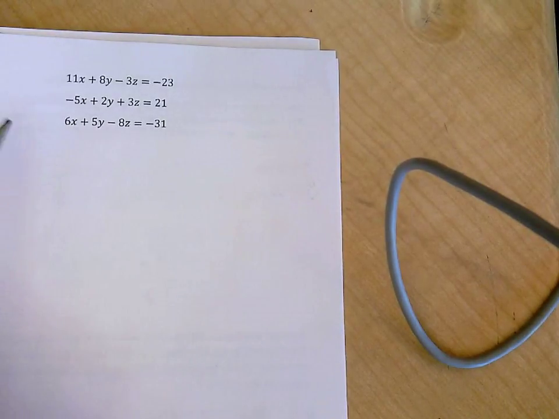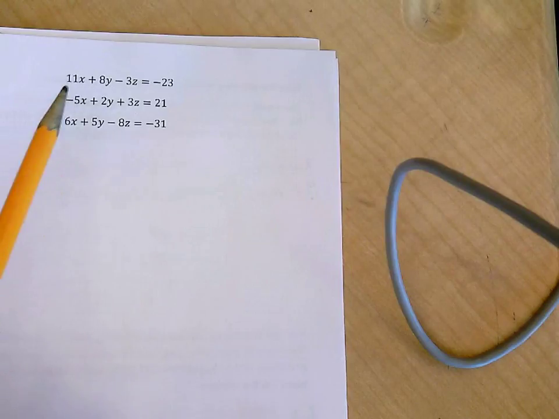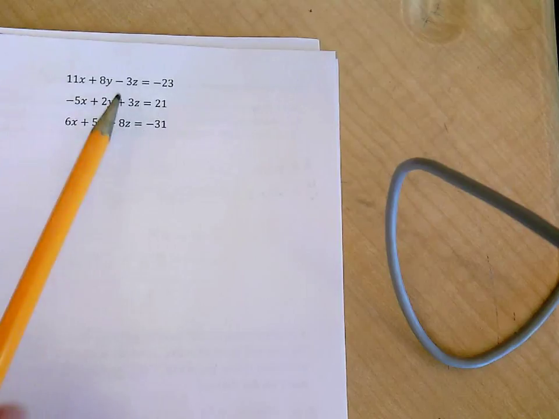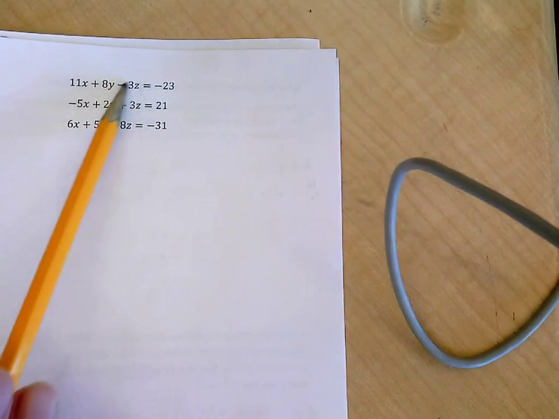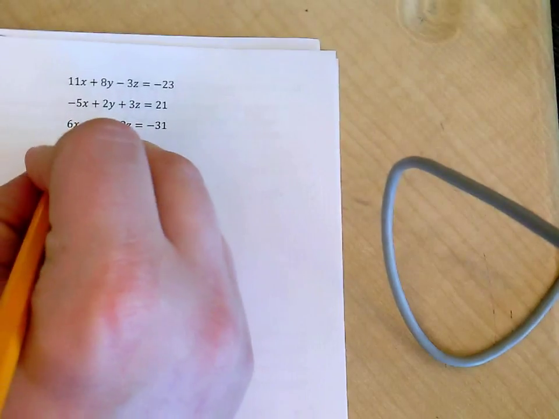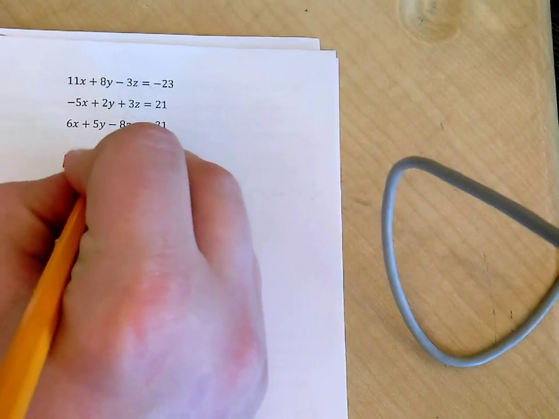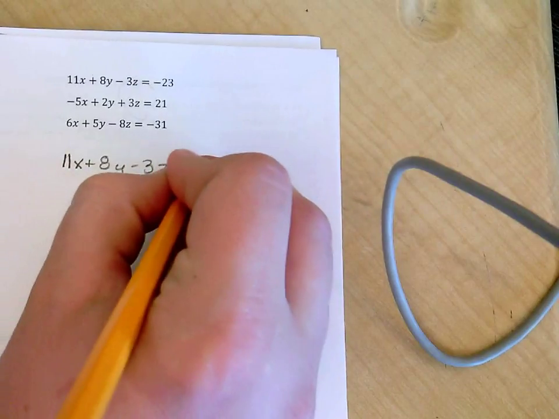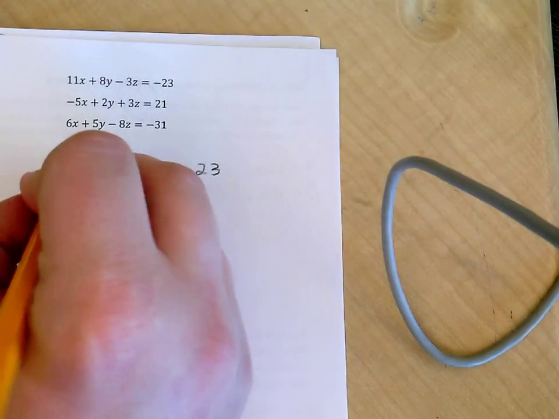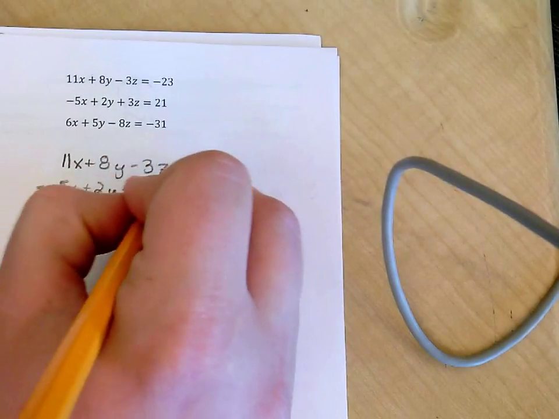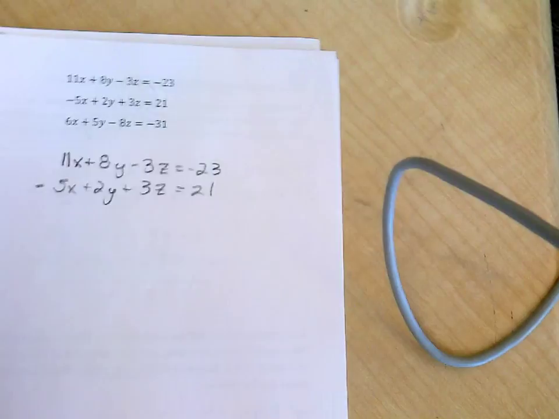All right, x, y, z. So let's look at it. X's, they really have nothing in common. Y's, nothing in common. Z's, at least we have one pair of z's that we can just cancel out right away. So I'm just going to choose the z's for simplicity. Take 11x plus 8y minus 3z equals negative 23, and negative 5x plus 2y plus 3z equals 21.